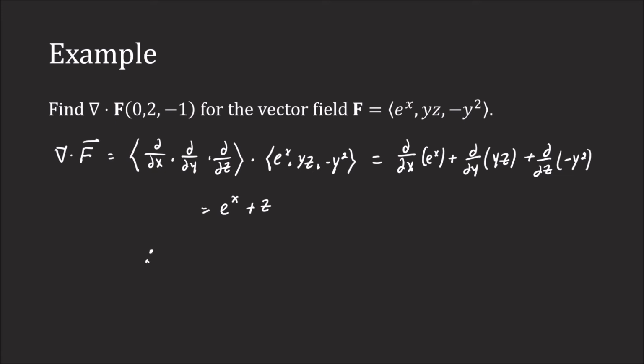Now we just plug in 0, 2, negative 1. So del dot f of 0, 2, negative 1, we get e to the 0 minus 1, which is 1 minus 1, and so this is a divergence of 0. The second operation is known as the curl.